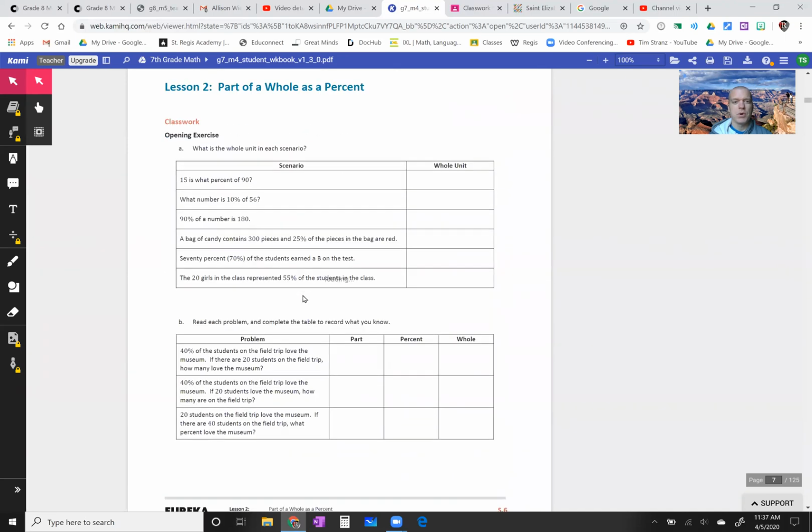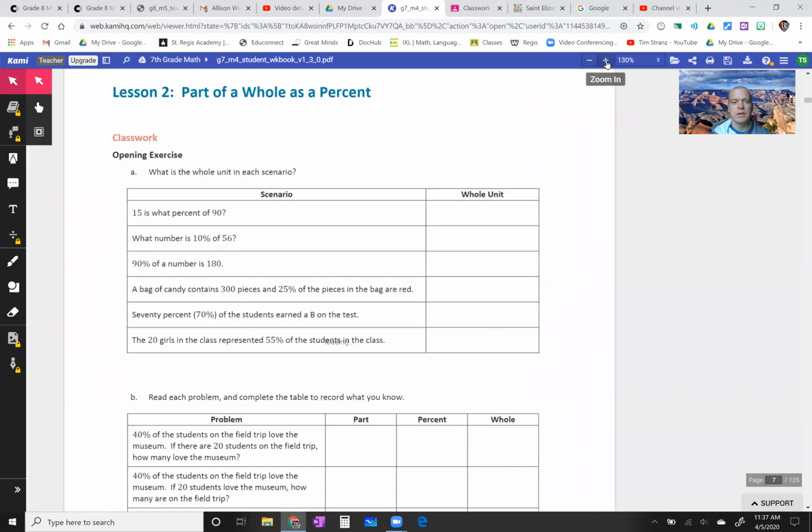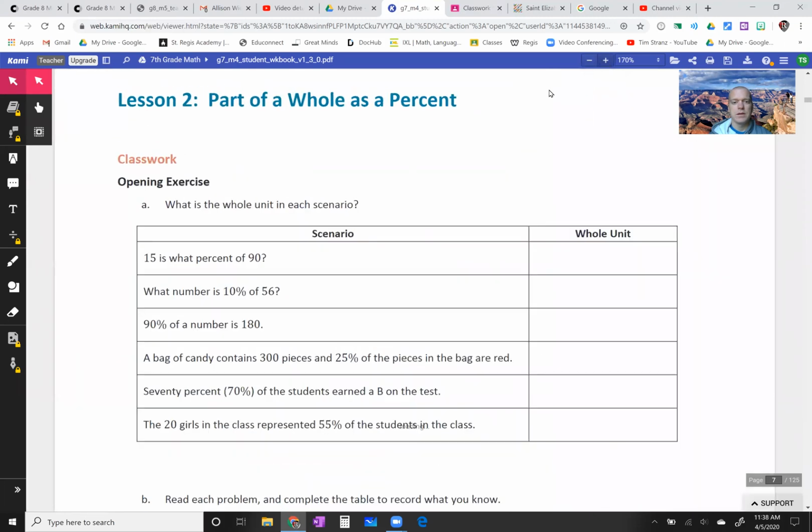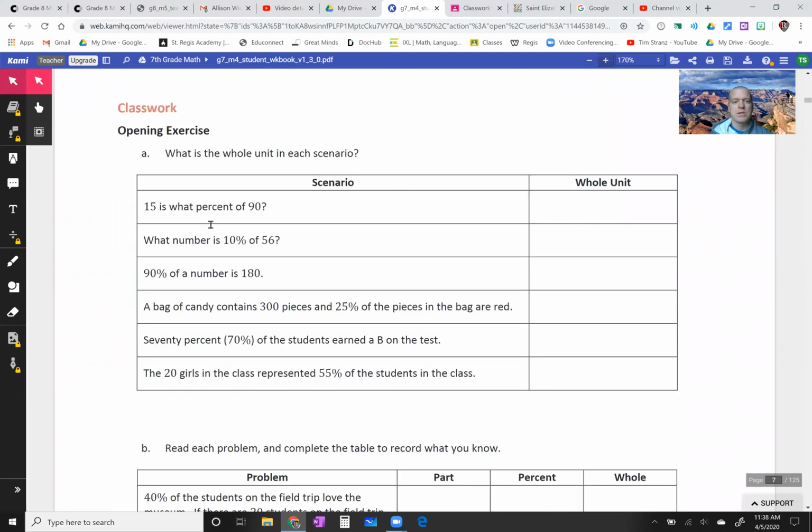Okay, part of a whole as percent. I'm gonna make this a little bit bigger. Okay. So let's look at this. Opening exercise. What is the whole unit in each scenario? So if we look at the first one, 15 is what percent of 90? Let's look at some keywords in there first. I'm going to highlight some keywords in there. Is there a highlighter? Right here.